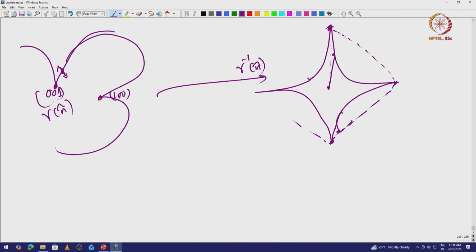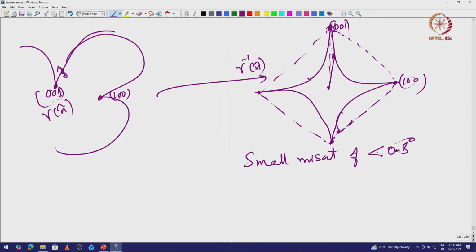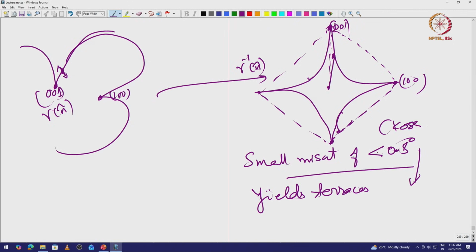So, always I am going to split into a 0 0 1 plane and a 1 0 0 plane. So if I have a small miscut, that is what this is saying. If I have a small miscut of, let us say, less than 1 degree, less than 0.5 degree or something like that, right, it yields terraces. And again this is in a cubic crystal, of orientation 0 0 1 and 1 0 0.